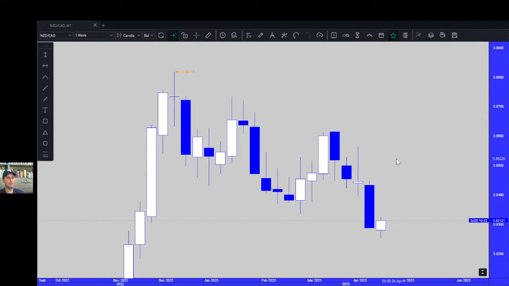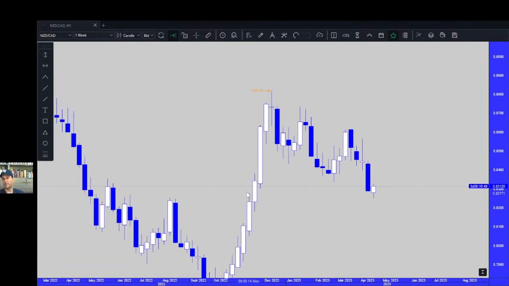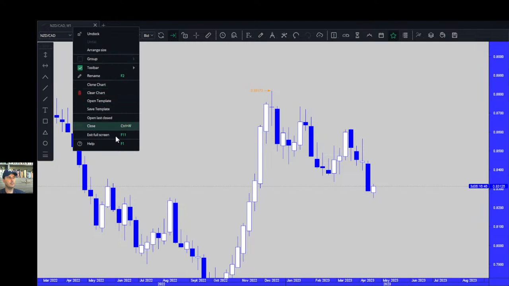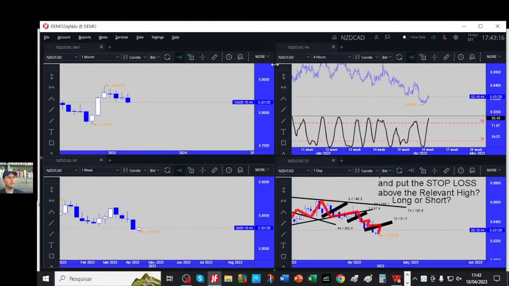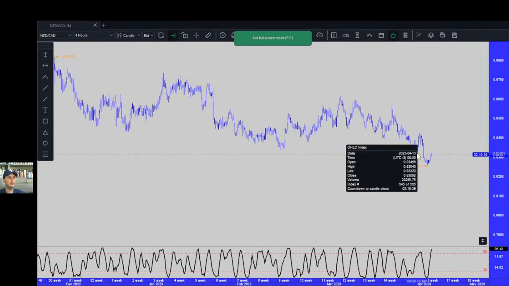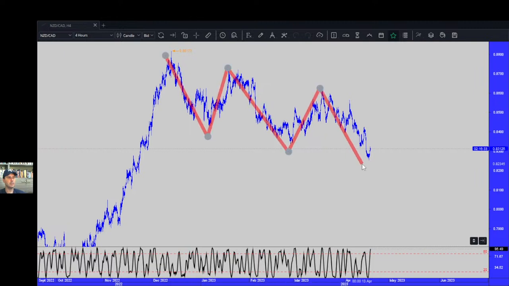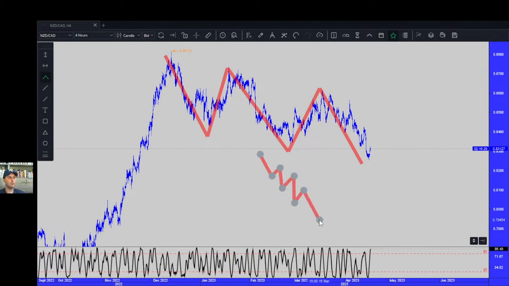I'm telling you, the higher time frame controls price action and movement on the smaller time frames. Monthly is pushing down. Weekly is pushing down. Daily market wave, lower lows, lower highs, lower lows, lower highs, lower lows. And then you have the change in the short-term trend.